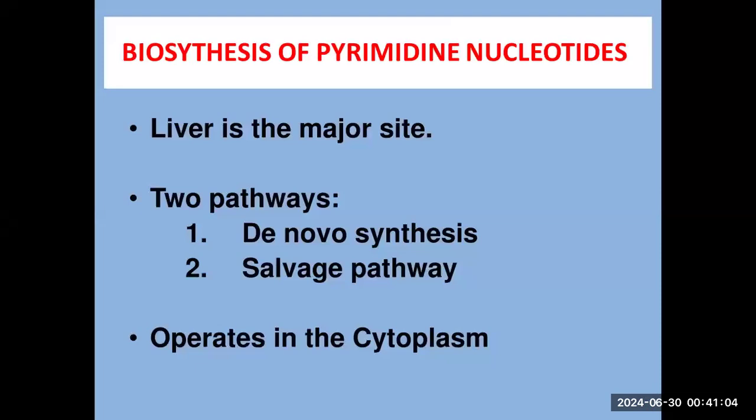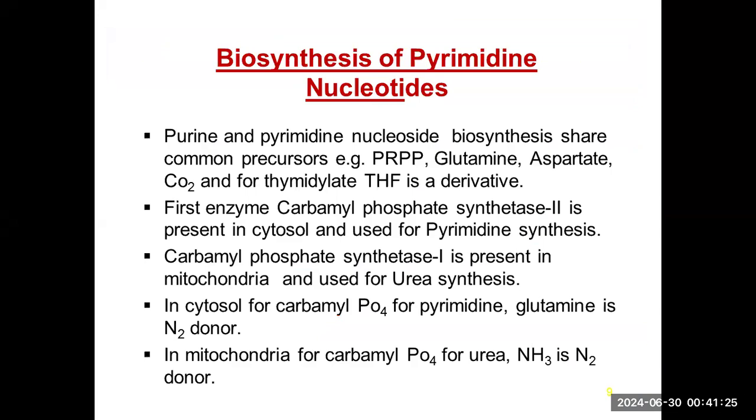So biosynthesis of pyrimidines, as I discussed in the last slide, liver is the major site for the synthesis. There are two pathways, as we have discussed, de novo synthesis and salvage pathway. Both operate in cytoplasm. Biosynthesis of pyrimidine nucleotides and purine nucleosides share common precursors. That is, for the synthesis of purine as well as pyrimidine nucleoside. Recall, nucleosides are the combination of purine or pyrimidines with sugar.